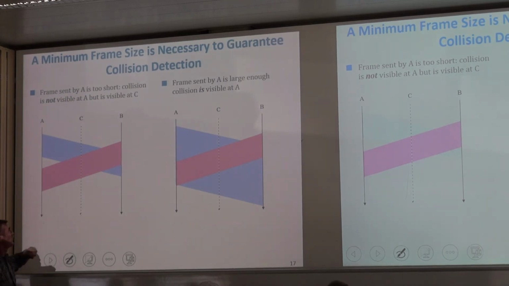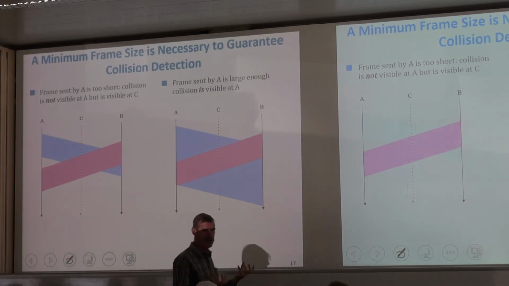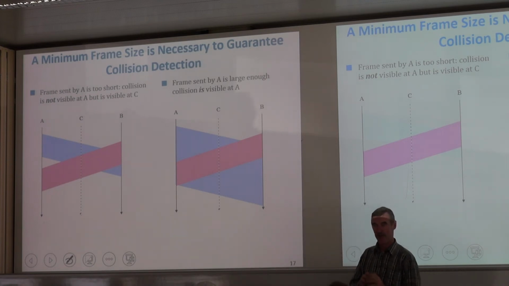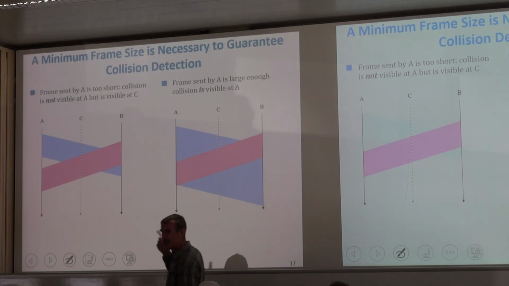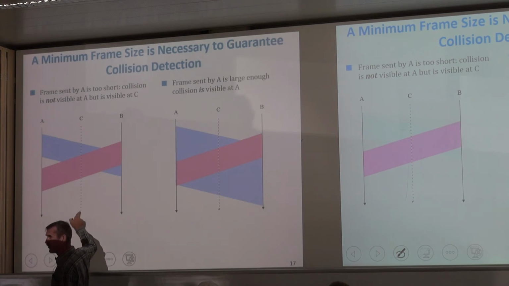Then what could happen is that A does not detect a collision, because at A, the packet sent by B has arrived after the packet sent by A. So for A, things are perfectly fine. But perhaps the intended destination is C, that's in the middle of the cable or of the wireless channel. And for C, there is a collision because the two are overlapping.